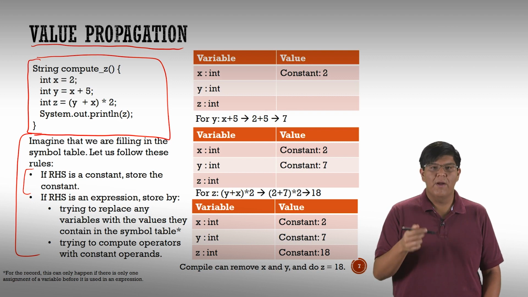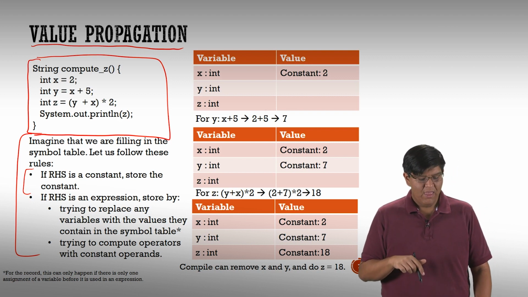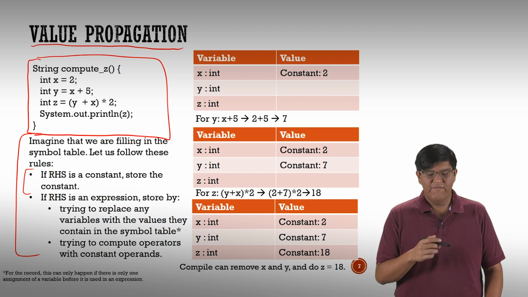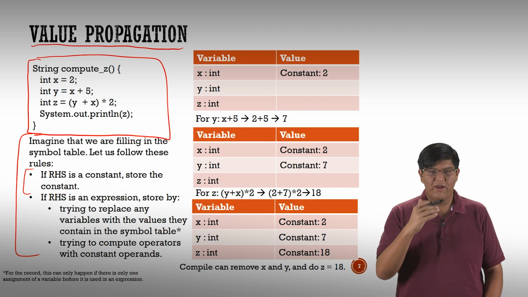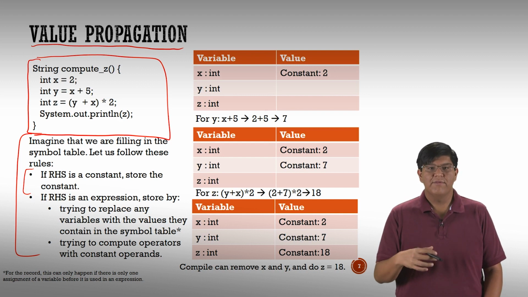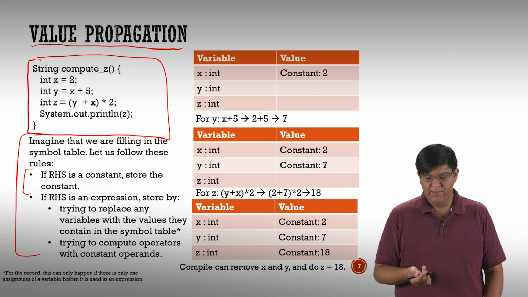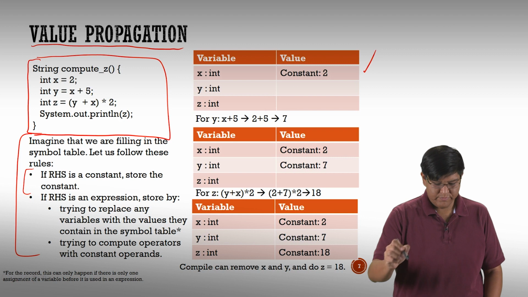That's what it means when we say propagation. Like we're moving values forward. So looking at our rules, if we're parsing through our program line by line, trying to make it faster, we can look at our variable and say, oh hey, this is storing a constant, so I'll go ahead and save the constant in my symbol table. And so that's what I've done over here.